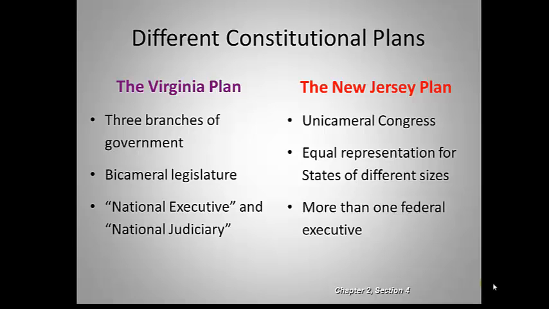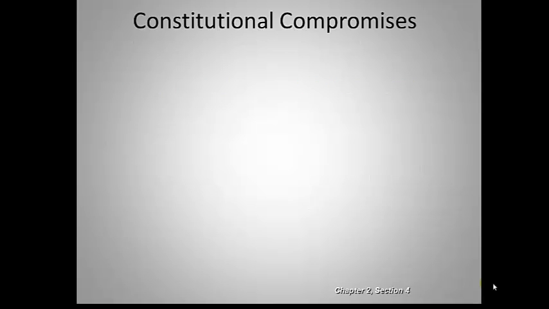Under the New Jersey plan, there really wasn't an executive to enforce the laws. Basically, it was very similar to the Articles of Confederation. But the New Jersey plan is important because it was used to debate the Virginia plan. And it was kind of held up as an alternative to the Virginia plan.